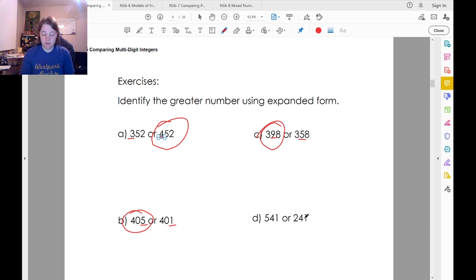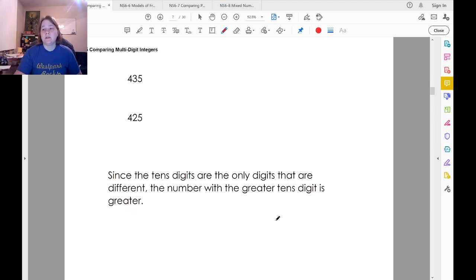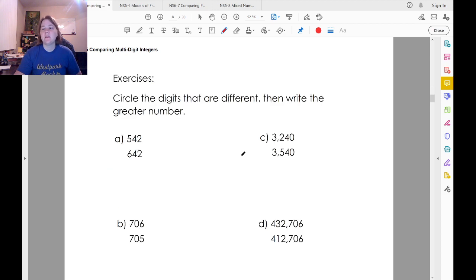What's the bigger digit here? Well, the ones are the same, the 4 is the same. This number right here is going to be what tells us that 541, not just 54, is bigger. So, since the tens digits are the only digits that are different, the number with the greater tens is greater. Go ahead, we're going to do the same thing here. I'm going to let you do this on your own. And that should help you check.